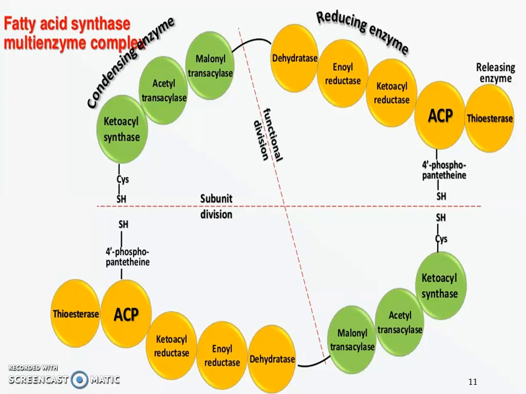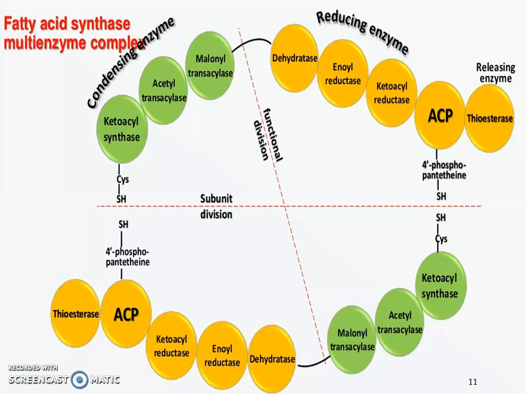Here you can see this model is tentative and is largely based on the work of Vakil. Fatty acid synthase is a dimer composed of two identical subunits, monomers, each with a molecular weight of about 240. Each subunit contains the activities of 7 enzymes of FAS and ACP with 4-phosphopantetheine, the SH group. The two subunits lie in the antiparallel head-to-tail orientation.